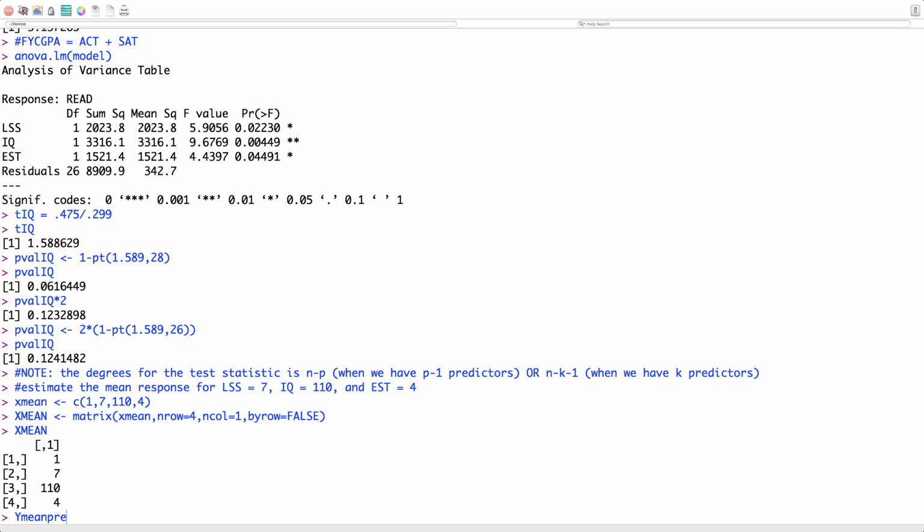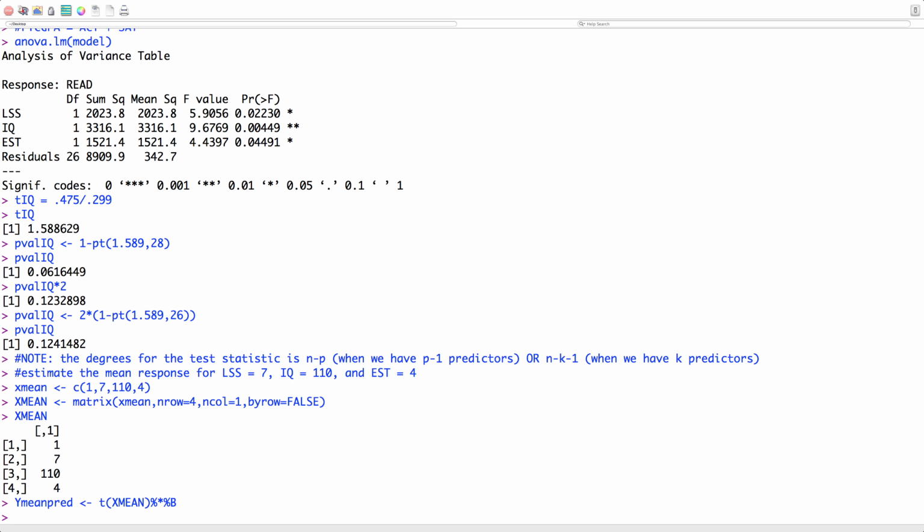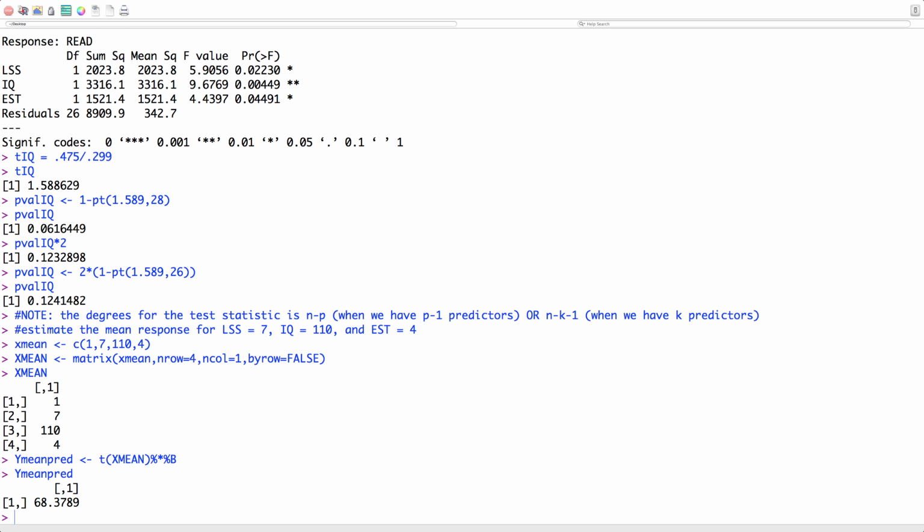So our y mean predict is going to be the transpose of x mean times our beta. So y mean predicted is going to be 68.3789. Now, this is going to be the same thing if we had done it the other way, and that's simply put 7, 110, and 4 in our model and come up with the predicted mean.